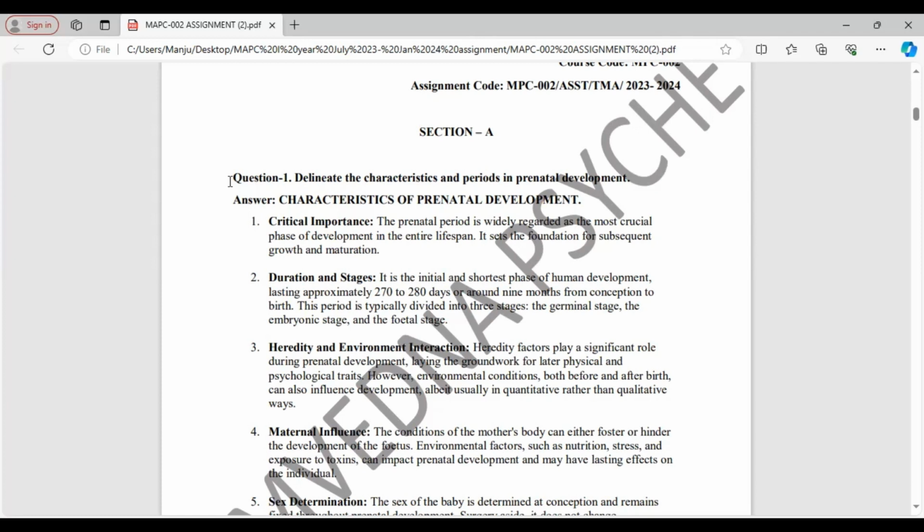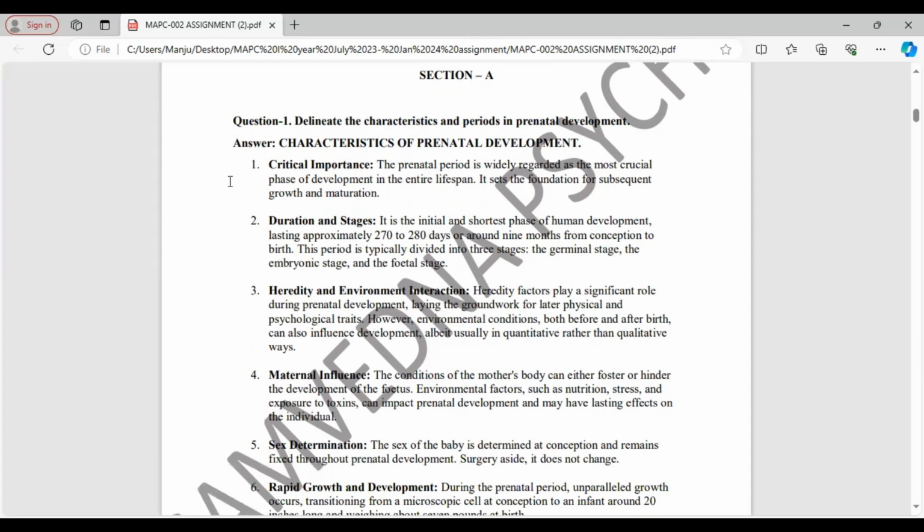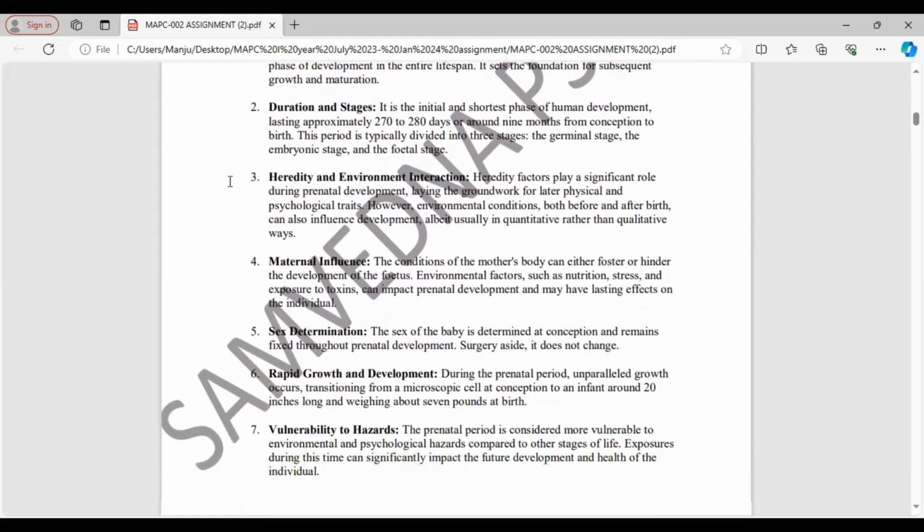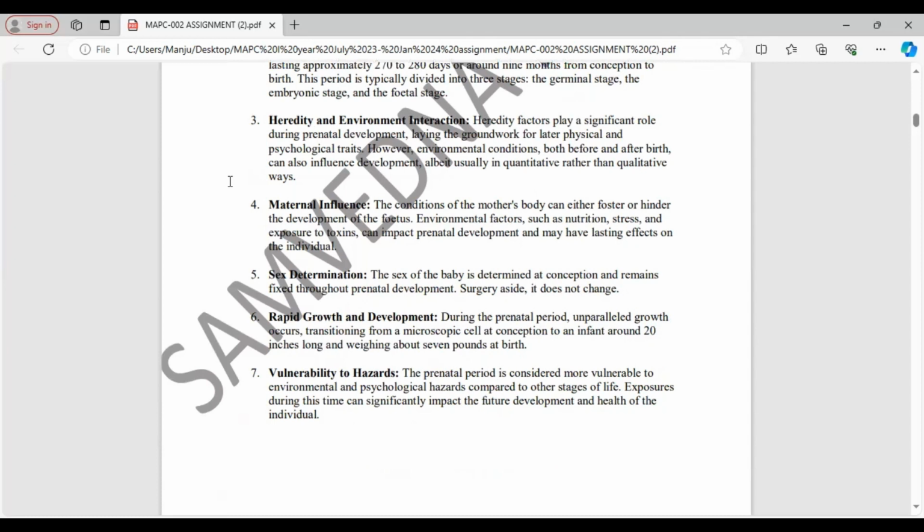Heredity determines later physical and psychological traits, and environmental conditions both before and after birth can influence the development, which is usually quantitative rather than qualitative. The conditions of the mother's body and environmental factors such as nutrition, stress and exposure to toxins may have a lasting effect on the individual. The sex of the baby is determined at the time of conception and remains fixed throughout prenatal development and even after birth, unless some sex transformation surgery is performed.